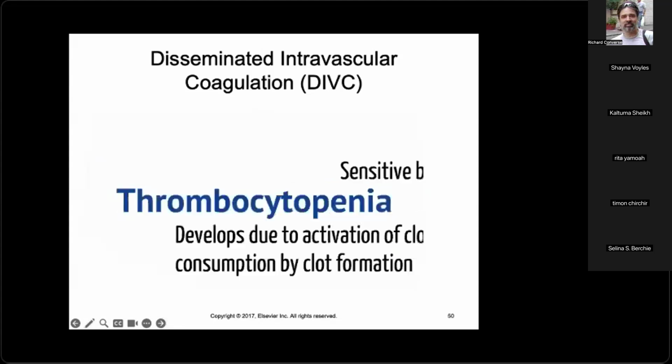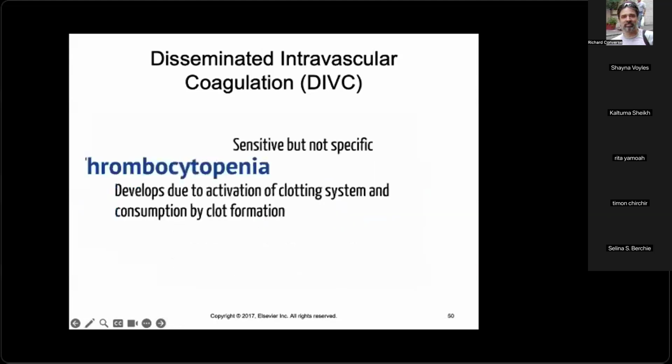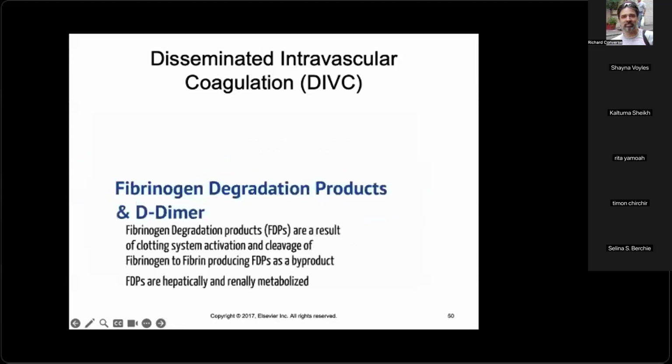So first, let's take a look at thrombocytopenia. Thrombocytopenia means a low platelet count. The reason thrombocytopenia develops in DIC is that because of the activation of the clotting system, primary hemostasis is activated, and platelets start to stick everywhere they can to form these primary clots, and thus they're consumed. Now, thrombocytopenia is sensitive for DIC, but it's not specific because a lot of things can cause thrombocytopenia.